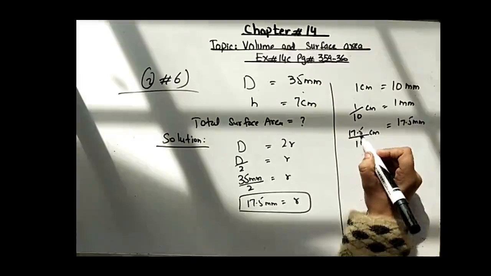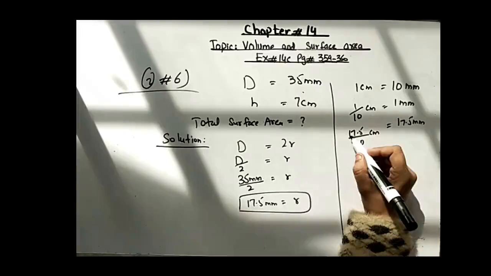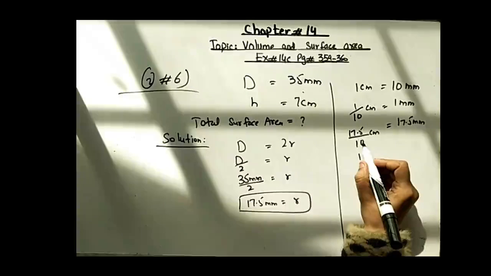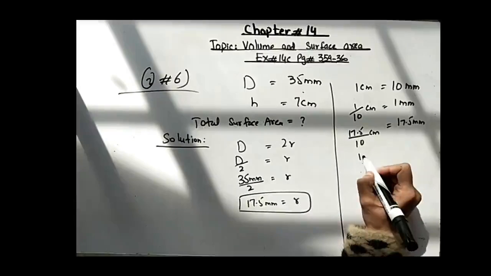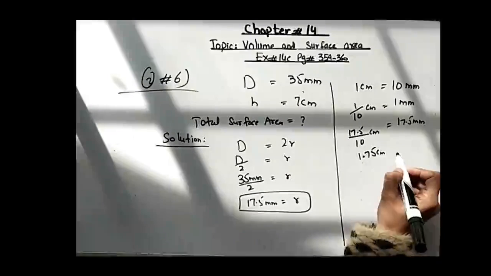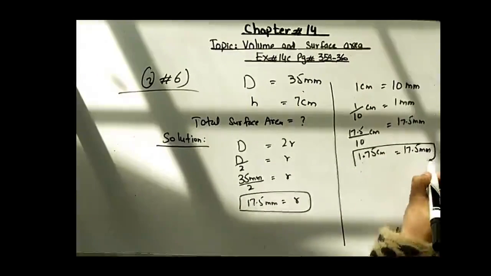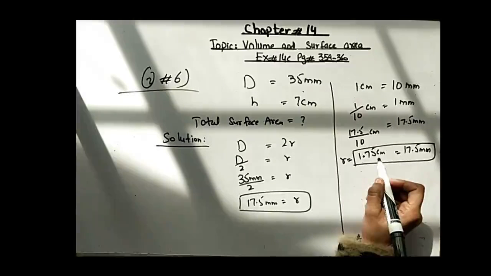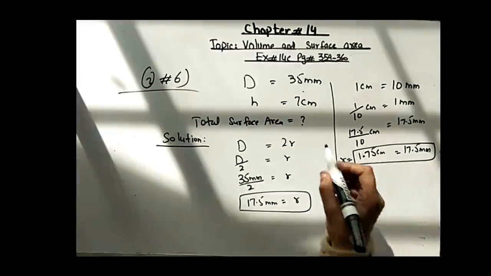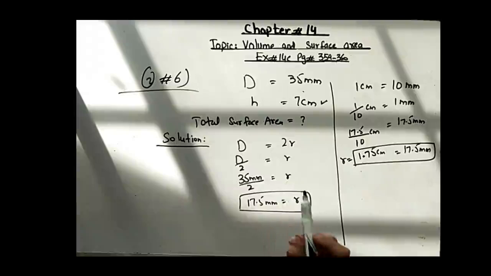When a decimal number is divided by 10, 100 or 1000, we know that the point will shift to the left side. There is 1 zero, it means the point will shift to the left one step. So 1.75 centimeter is equal to 17.5 millimeter. So you will use this value, r is equal to 1.75 centimeter. When r is equal to this and h is equal to this, then you can find the total surface area of one cylinder.